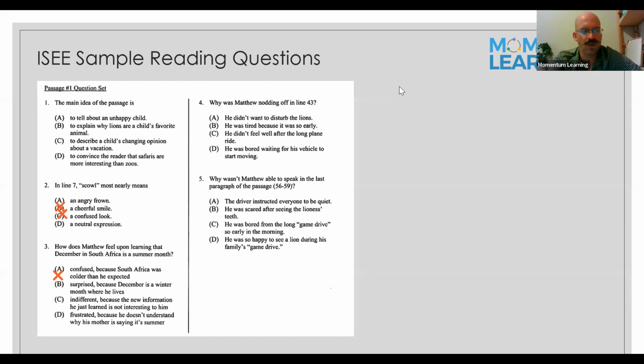So we look at indifferent because the new information he just learned is not interesting to him. Well, we can check that in a minute. Frustrated because he doesn't understand why his mother is saying it's summer. Well, we know that one's not the case because she's saying summer because it is summer. So that leaves us with B and C. And we see that he's more surprised than indifferent. You can kind of guess what indifferent means. Indifferent means that you don't feel one way or another. We might have time to come back and do number 4 and 5 in a second.